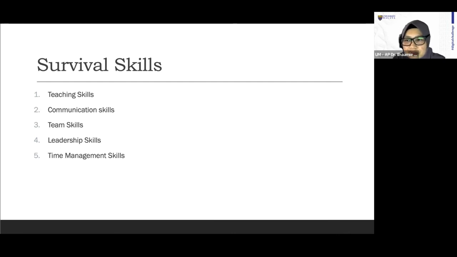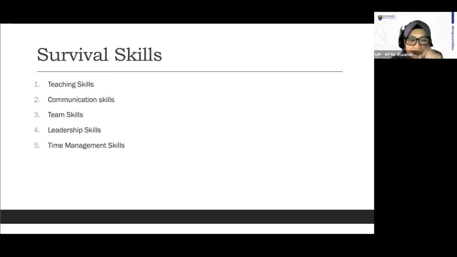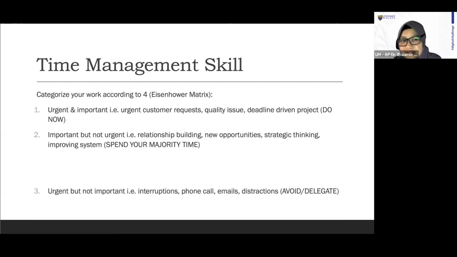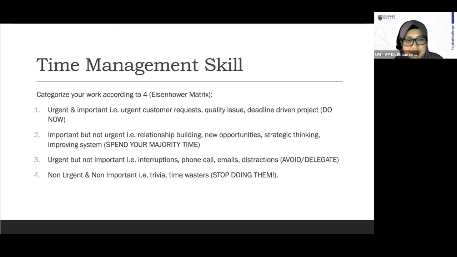And you need to manage your time correctly. You have to make your plan correctly, you have to organize, you have to prioritize, you have to do some scheduling, you have to make sure that you meet the deadline, you have to monitor your time. So next, for this time management skill, I have brought to you the Hansen-Hauer matrix, whereby you can categorize your work according to four types of work.